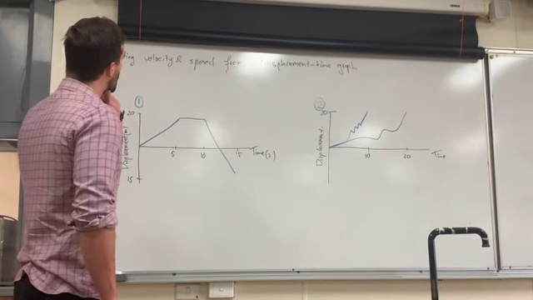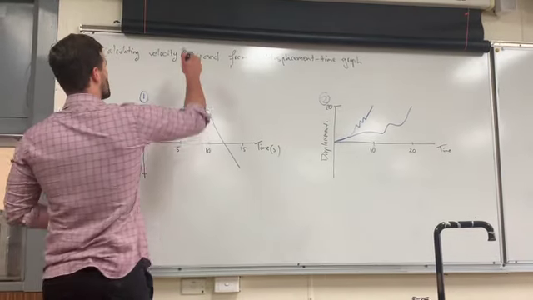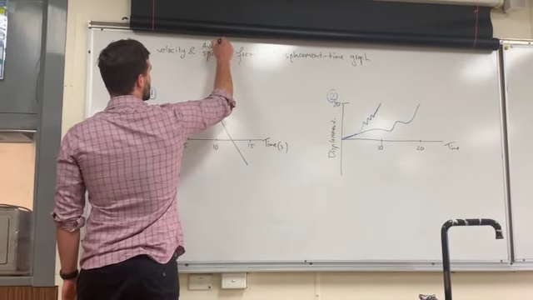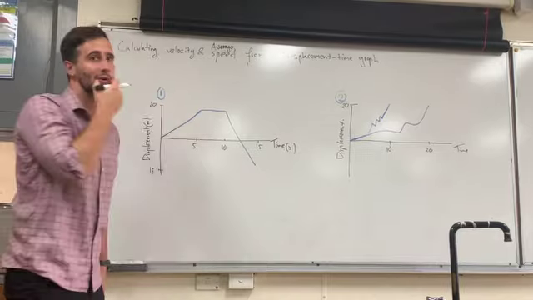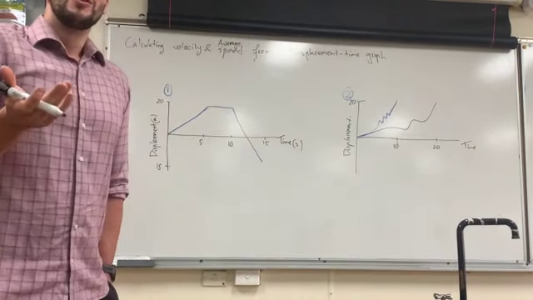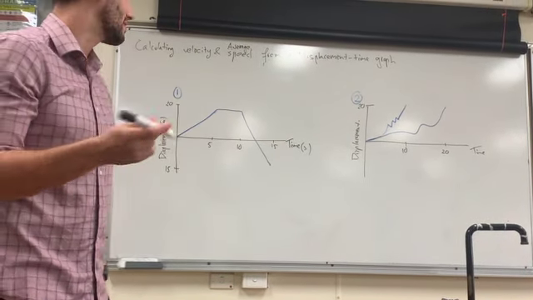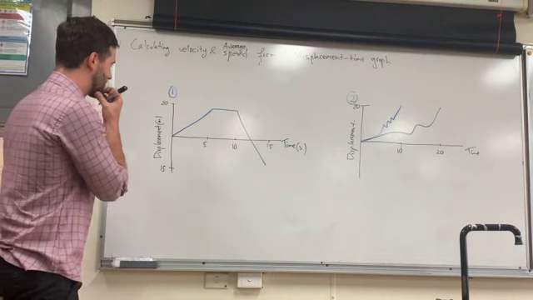Okay, cool. Alright, so what we're doing is we're going to be calculating velocity and average speed from a displacement time graph. Okay, so we've done this as a calculation, which is velocity equals displacement over time, yeah, if we go back a few lessons. So we just have to have a look at this.